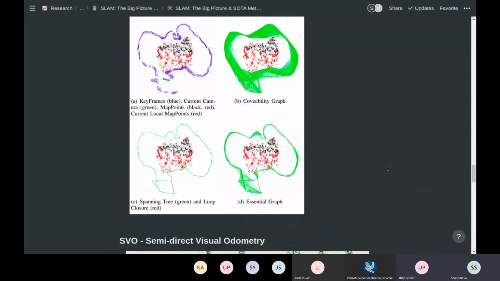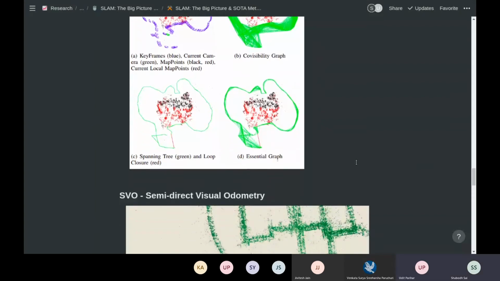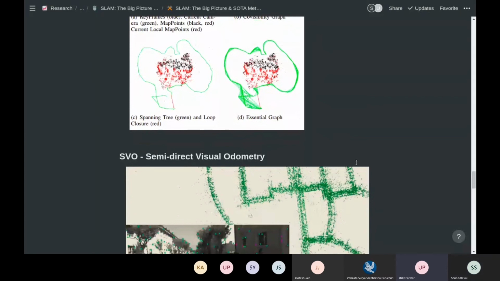Whatever links are in the covisibility graph, they should also exist in the spanning tree, but the number of links should be less. It should be as minimal as possible. It is a general concept borrowed from data structures, so I think you are also familiar with this.